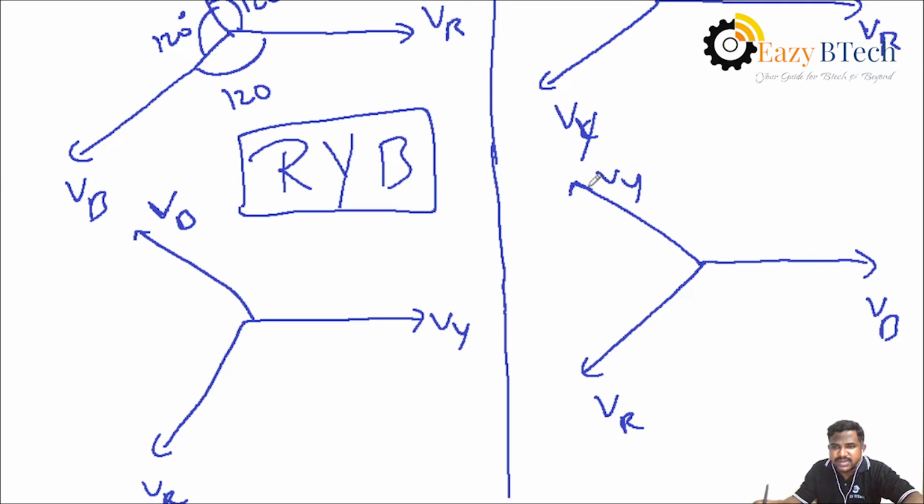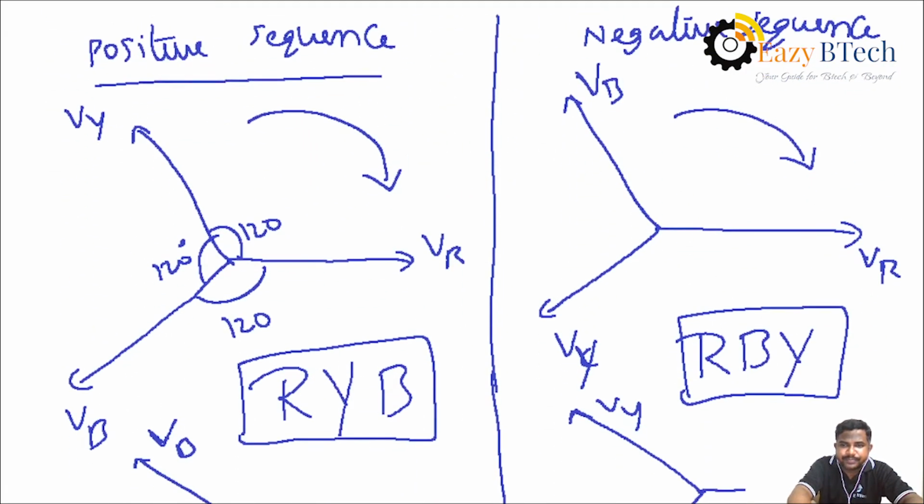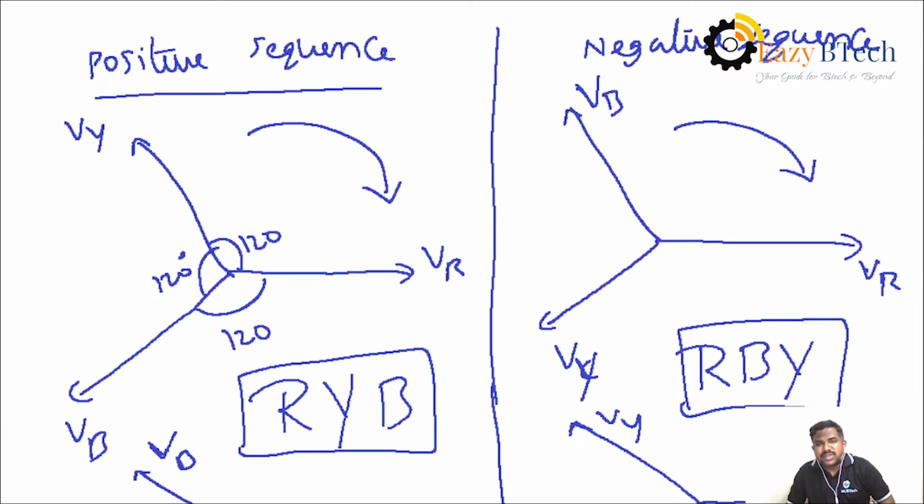Then what is the sequence here? First is R, second is B, and third is Y. That is, the phase sequence will be disturbed. The order will be disturbed. What I mean is that here, the first waveform peak is R phase, second B phase, again third Y phase. That is, the sequential order will be disturbed. That is called the negative sequence. Okay, the actual order of the three phases is nothing but R, Y, B. So that is called the positive sequence.